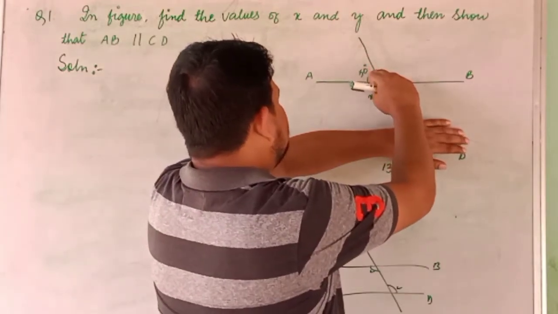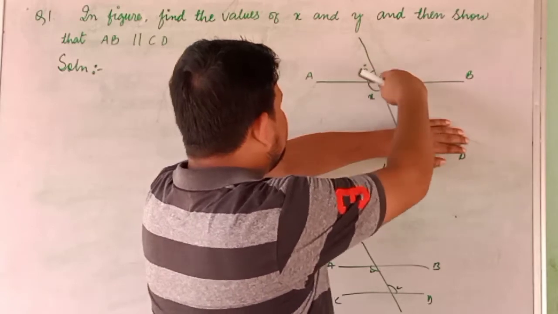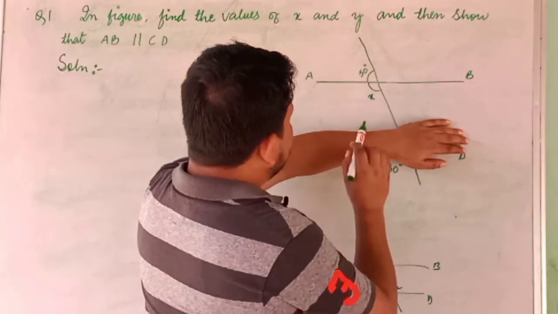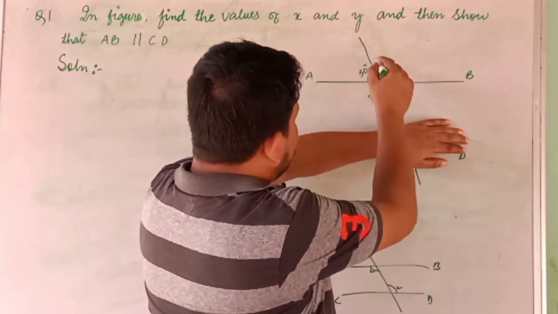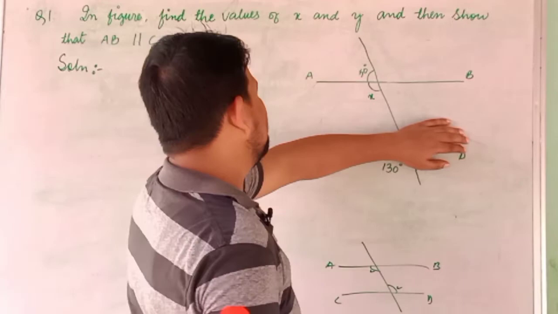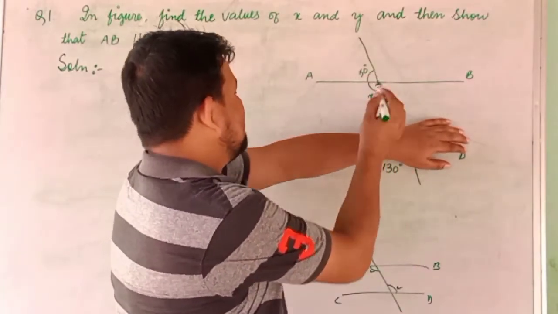Then let's see this angle plus this angle. We will get one straight line. Am I right? See, 50 degree plus angle x, if I add them, I will get one straight line, and we know this is the linear pair property, 180 degree. So let us use this property and find angle x.